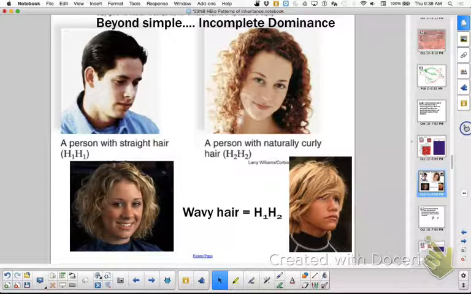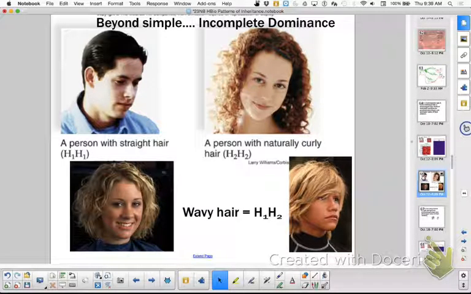I never forget these. Why? Because H stands for hair. Ones are straight and twos are curly. Got it? And a wavy person is H1H2. That is incomplete dominance. Here's another example.